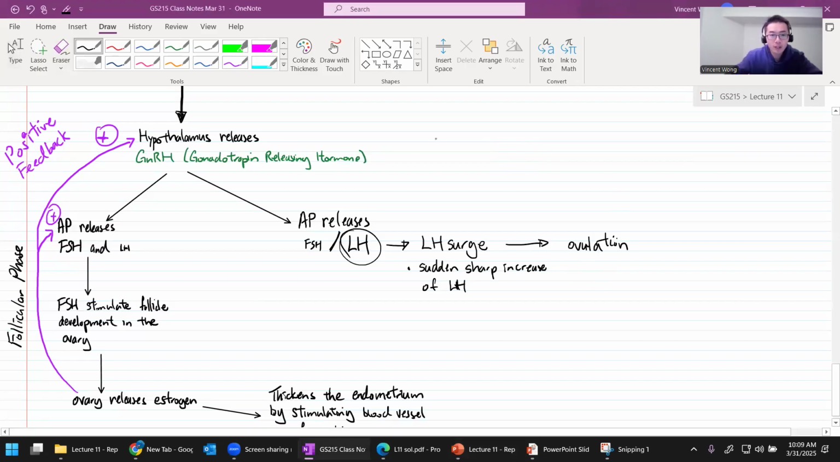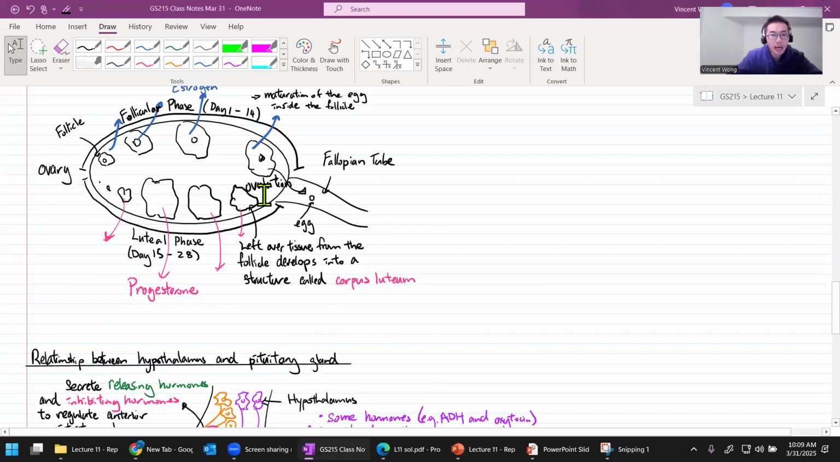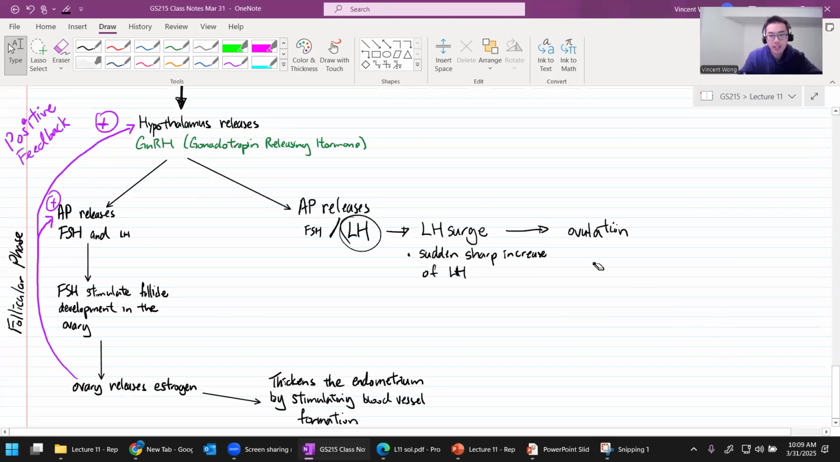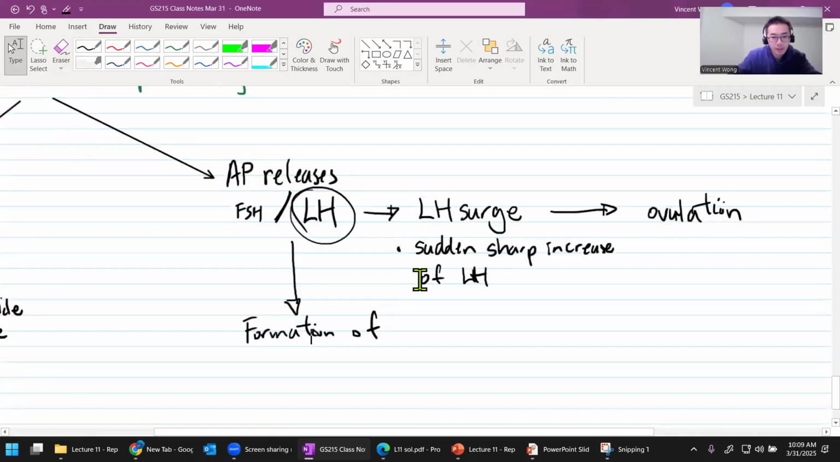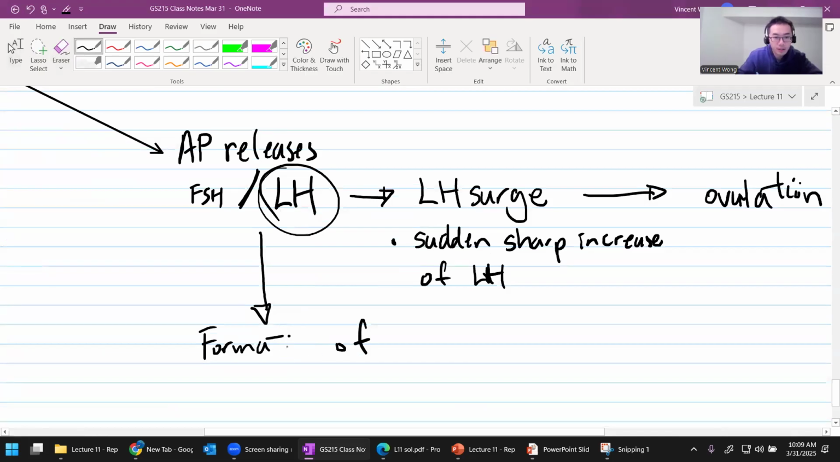And after ovulation, there's going to be some leftover material, and that leftover stuff is going to become the corpus luteum. The corpus luteum will stay there for around 2 weeks, and in the process, it will release progesterone. So this is ovulation and formation of corpus luteum. You cannot read my writing right here.